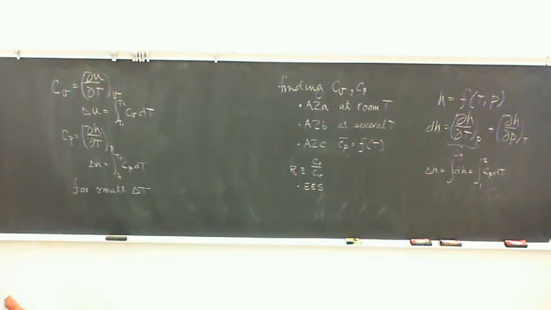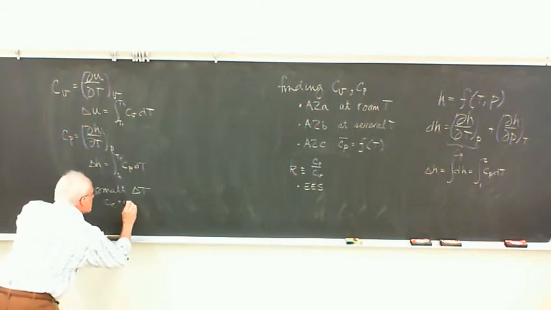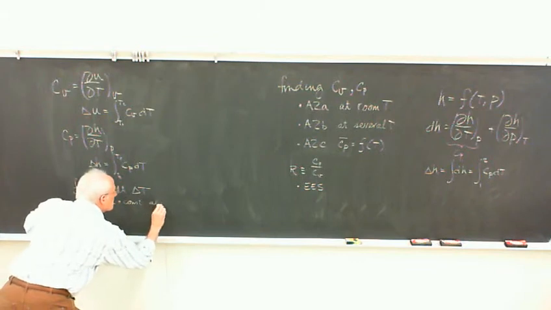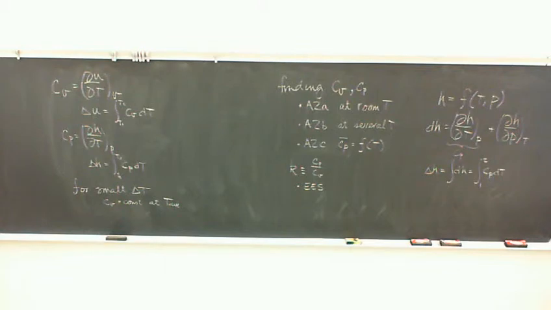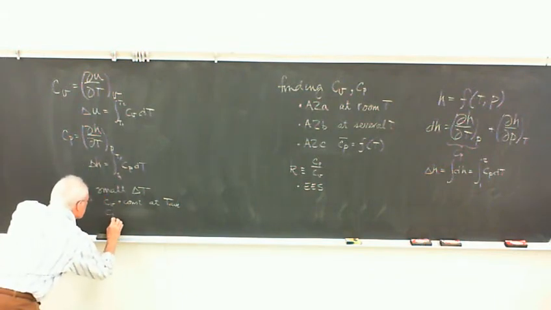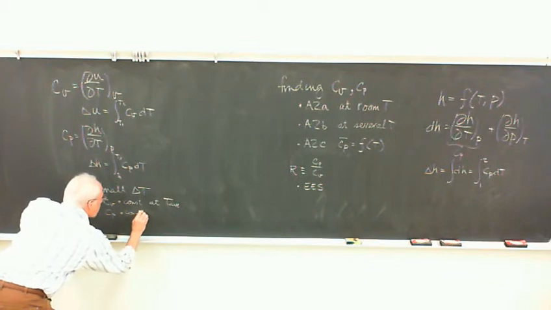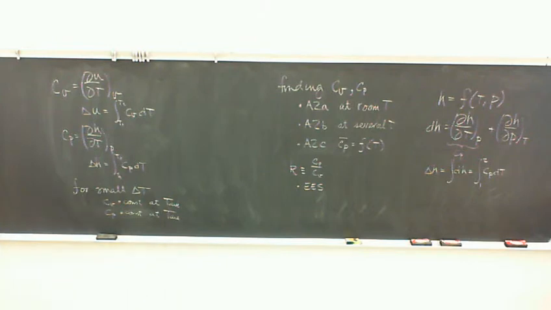For small delta T, generally, all you need to do is treat these two as constant at maybe a T average, or if you're in a real hurry, just use one temperature or the other and take it right off the table. You'll notice as you go through some of these problems, they really don't change very much. But they do increase the accuracy a little bit.